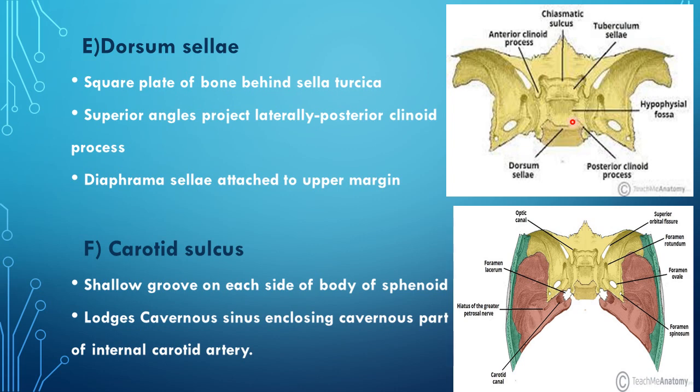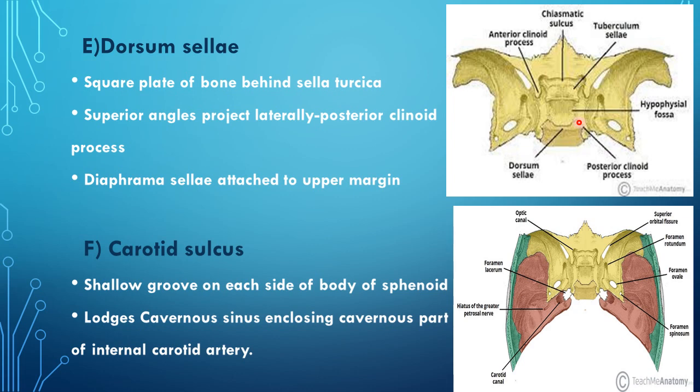We had seen the anterior clinoid process in the lesser wing. The middle clinoid process we had seen earlier, extending from either side of the tuberculum sellae, and here from the dorsum sellae arises the posterior clinoid process. The diaphragma sellae is attached to the upper margin of the dorsum sellae. So the anterior margin of the diaphragma sellae was attached to the tuberculum sellae, and the posterior part is attached to the dorsum sellae.